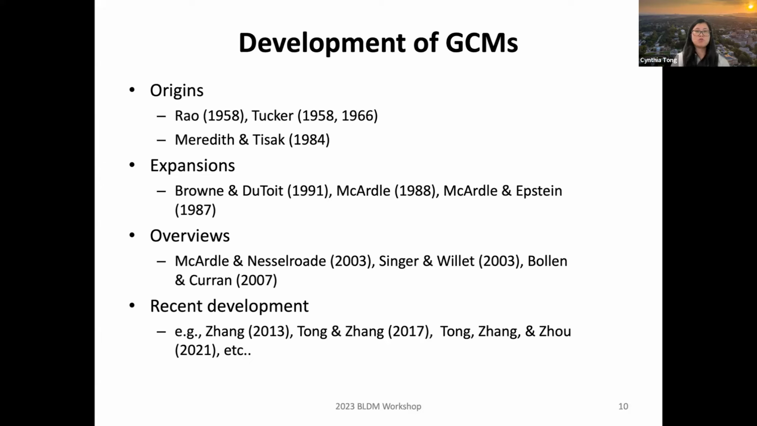And the research of growth curve modeling is still growing. Some recent developments of growth curve models include dealing with non-normal data, missing data, and so on. And I've listed some of those. That's about Bayesian growth curve modeling.